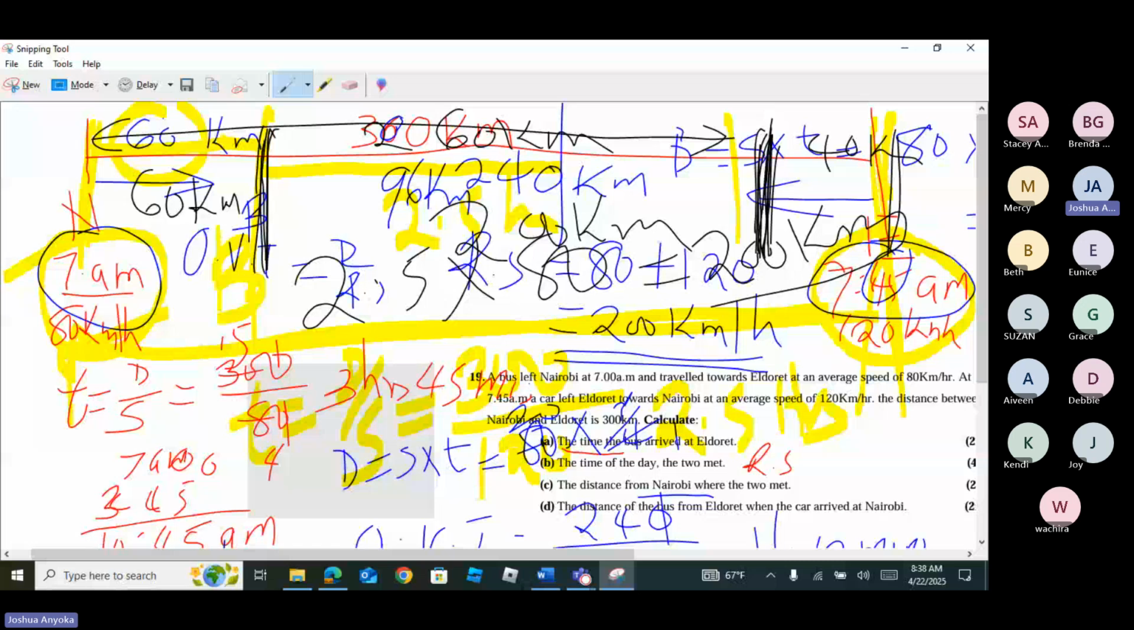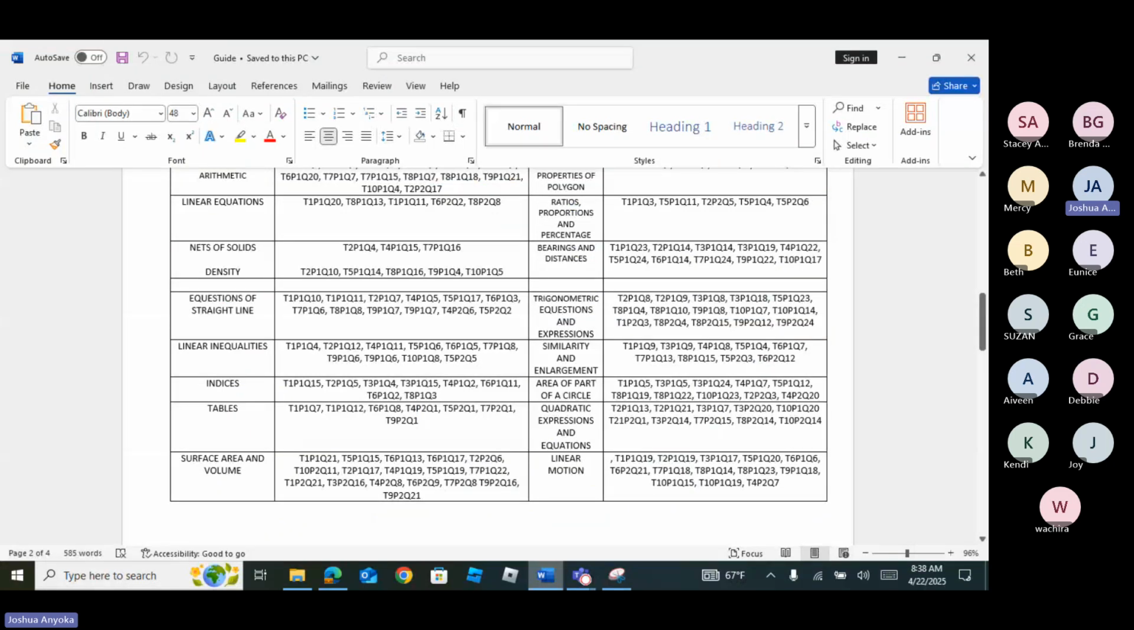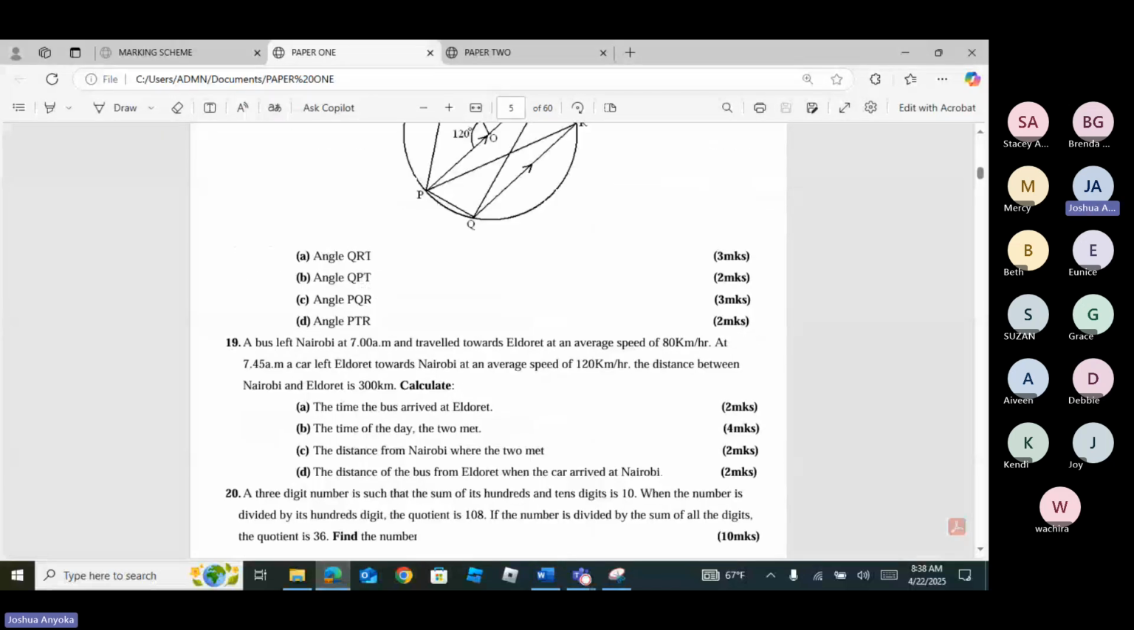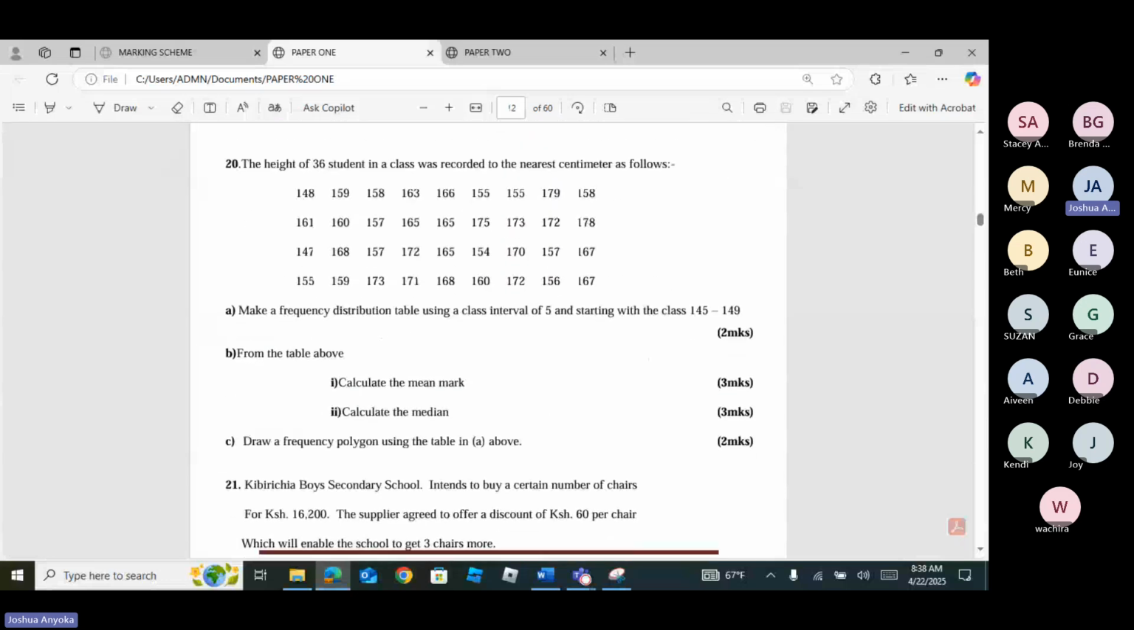Well, that is the question on linear motion, and it is touching a number of aspects. I think we can also try another question that you try and then it will come in. Trial 2, paper 1, question 19. I will give you some minutes to try.